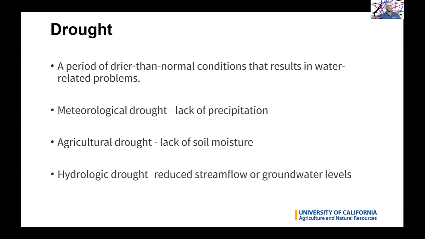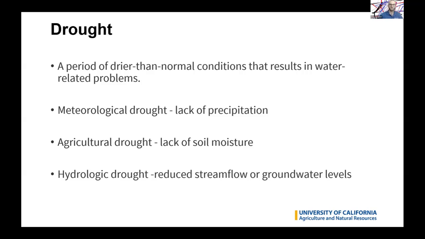All right, so drought. What is drought? Drought is just a period of drier than normal conditions that can result in water-related problems. There are different definitions of drought and different types of drought. We have a meteorological drought, which is just the lack of precipitation, or you can have what we call an agricultural drought, which is a lack of soil moisture. So maybe there is rain, but there's no moisture in the soil. And you also have a hydraulic drought, which is reduced stream flow or very low groundwater levels.